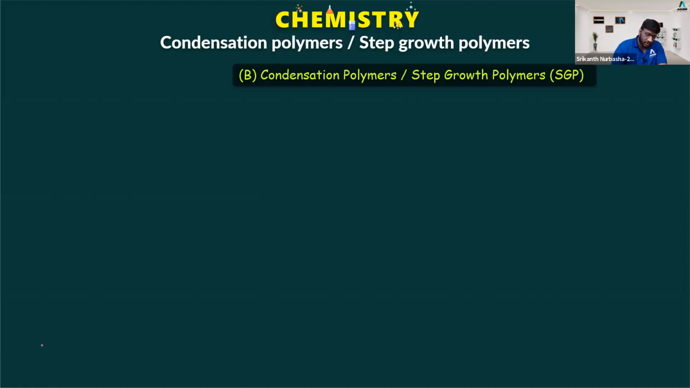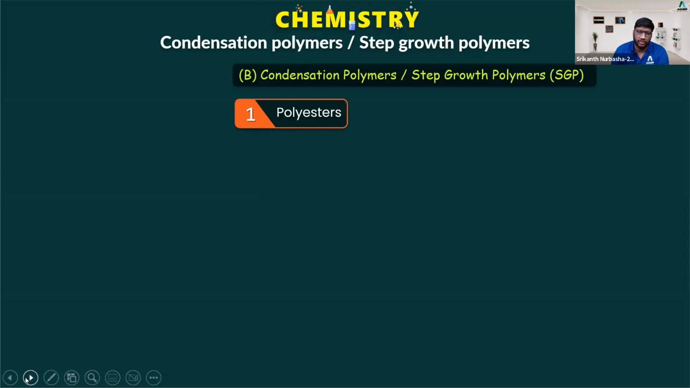Condensation polymers are also called step growth polymers because in every step there is some growth happening in that polymerization reaction. If you look at the types of condensation polymers, you will first get the polyesters. In the polyesters category, you will have glyptol, terylene or dacron, and PHBV. So these are all polyesters. That means esters are going to be formed.